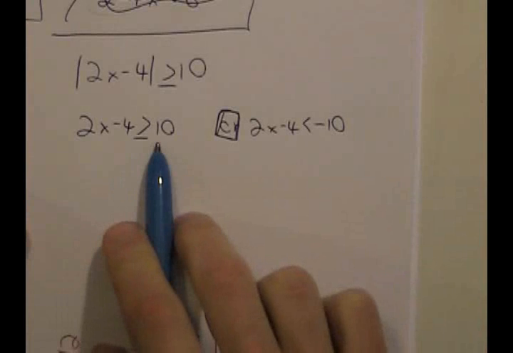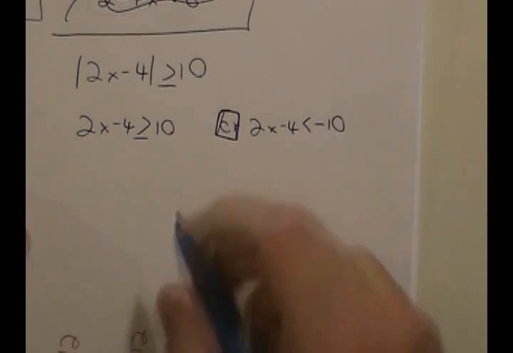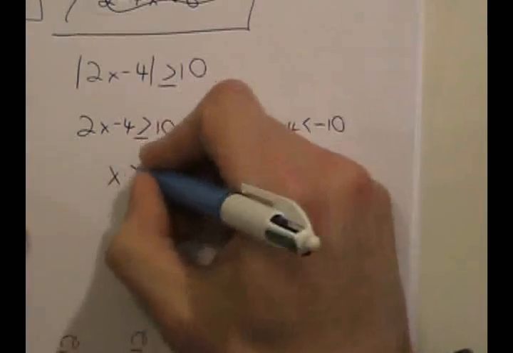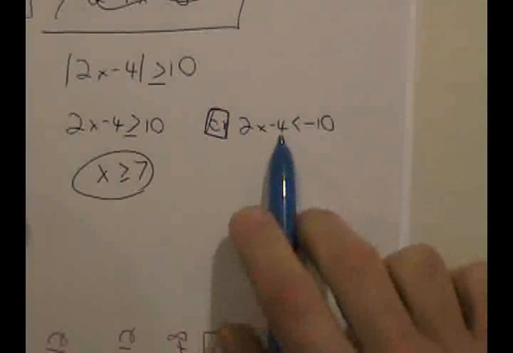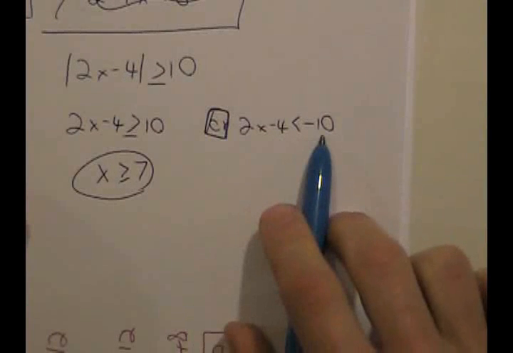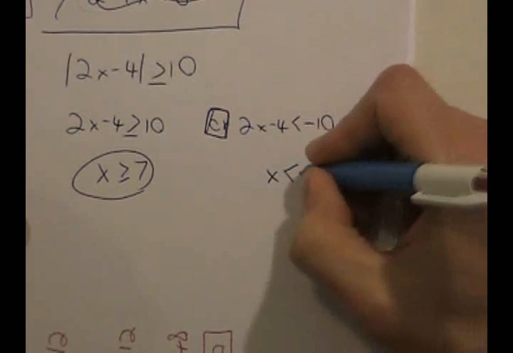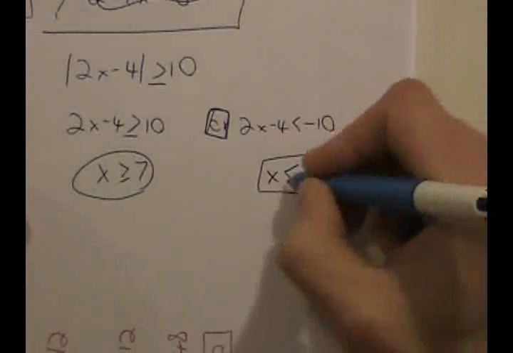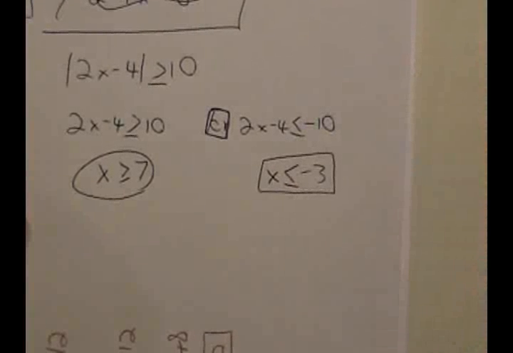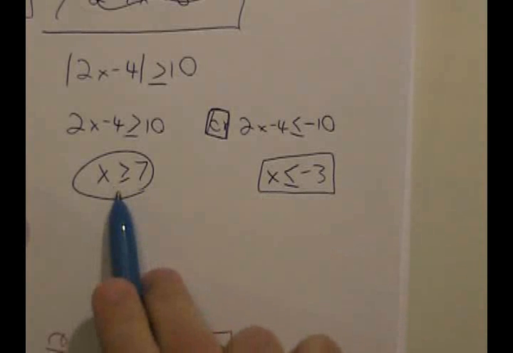So in each case, we'll add 4 to both sides and then divide by 2. So 10 plus 4 is 14, divided by 2 is 7. So x must be greater than or equal to 7. Or x must be, when you add 4 to minus 10, you'll get minus 6 divided by 2, so x is less than or equal to minus 3. The solution set that we get for this is x either has to be less than or equal to minus 3, or x is greater than or equal to 7.